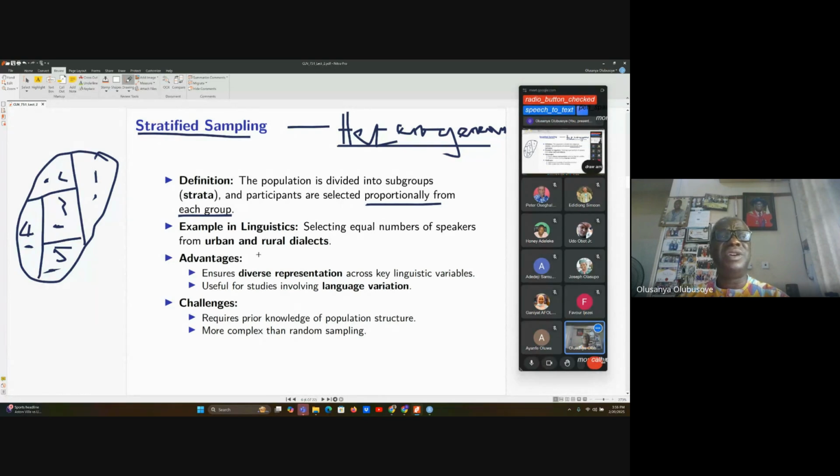An example of where you can apply stratified sampling is if you are selecting speakers from urban and rural dialects, then you might have to stratify according to urban or rural.